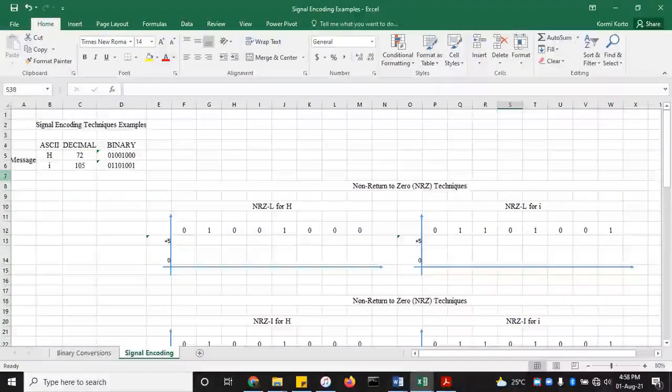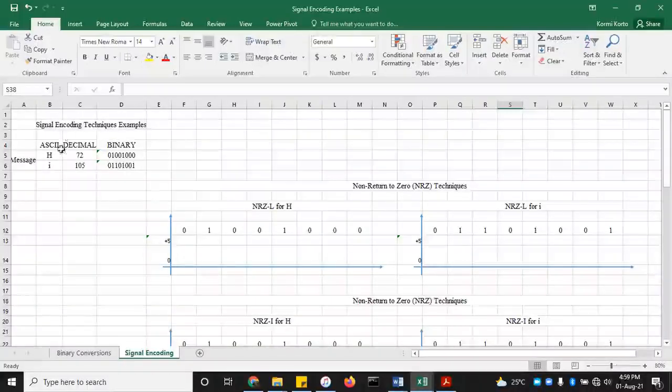Hey, so I think I went through this a while back, and someone requested that I videotape it. So I want to go through that real quick, for those of you that want a video of the Zoom session that we had on signal encoding techniques.